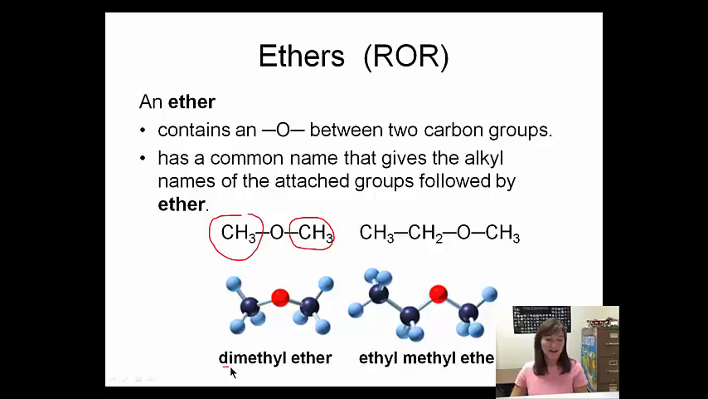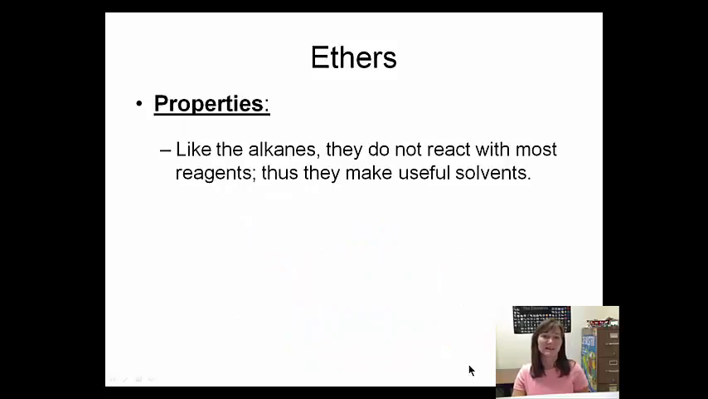So we would call it di for the two methyl groups, dimethyl, and then you just finish it off with the word ether. Over here, this group has two carbons, so what is the name of this branch? Two carbons would be eth, and since it's a branch, it's ethyl. This branch is one carbon, so it's methyl. And then we name it alphabetically, so we'd go ethyl, methyl, ether. So that's the common way of naming an ether. I'm not going to ask you to name an ether, but it's good to be able to see the name and have some idea of what functional group you're dealing with.